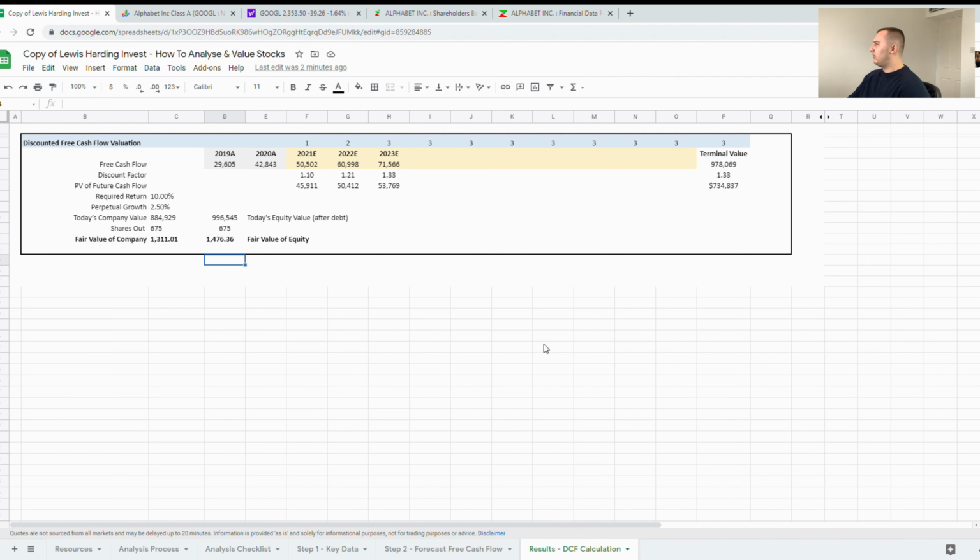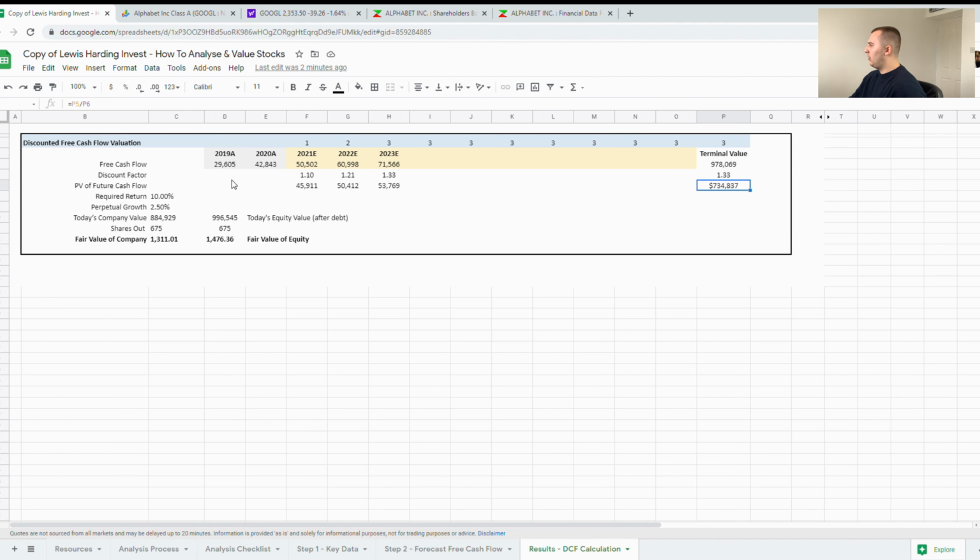So yeah, looking at Google, we have got the free cash flow at the top. We have got the discount factor, which is 10%. So we have discounted free cash flows, and the formula pulls together a terminal value, and it discounts the terminal value.